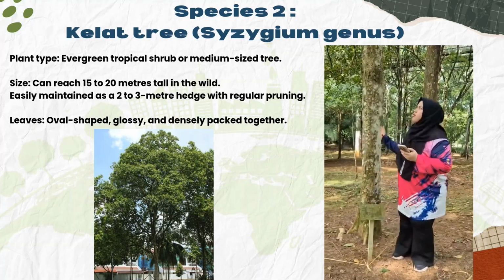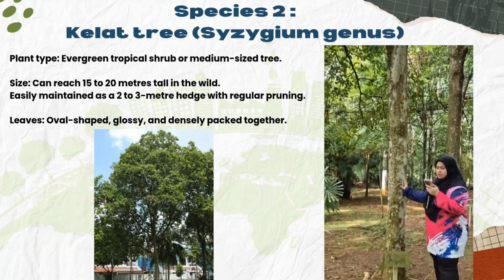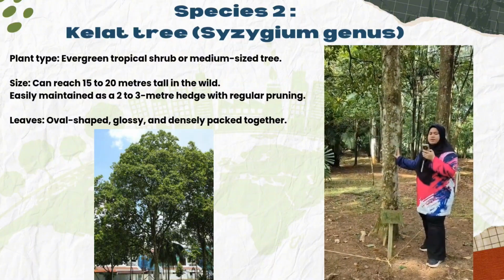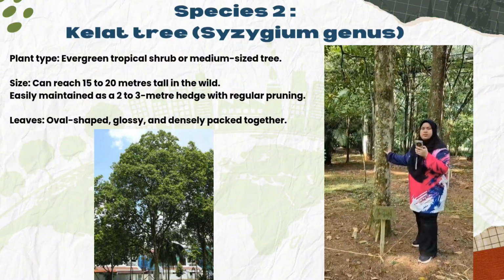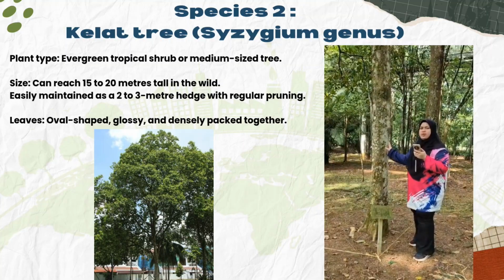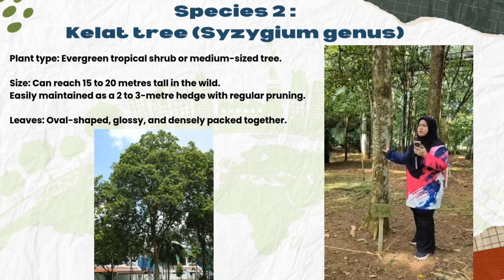This species spans from Africa and Madagascar through South and Southeast Asia, such as Indonesia, Malaysia, to Australia and the Pacific.